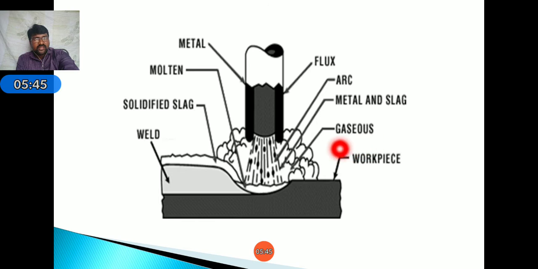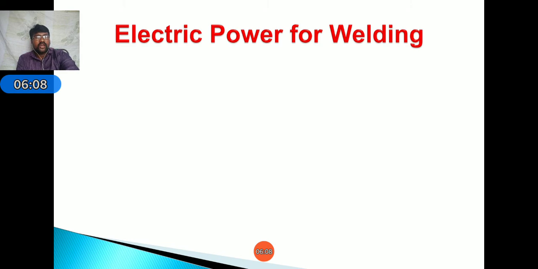Next, gases. During heat production, some gases will be developed. Next, it is the sulfide gas. One layer will form on the joint, which is known as the sulfide gas. Next, the molten pool and metal, and the weld after completion, after solidification. Here, the weld will form. Like that, the arc welding process is carried out.